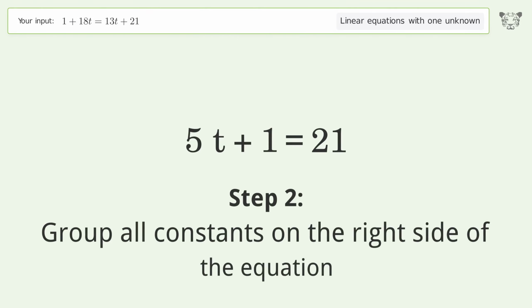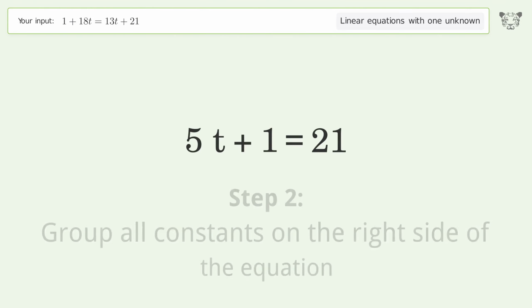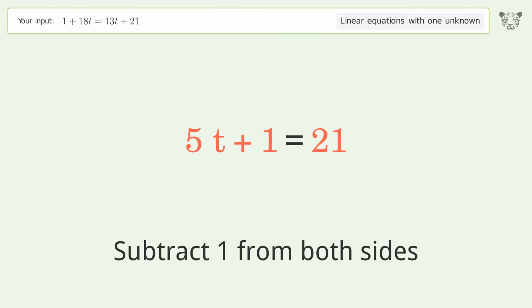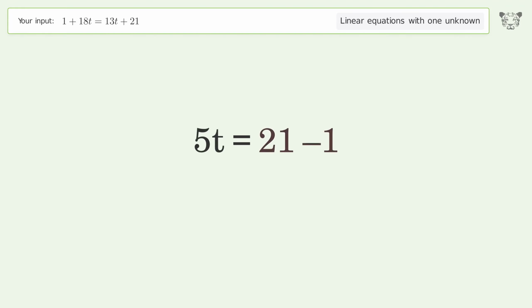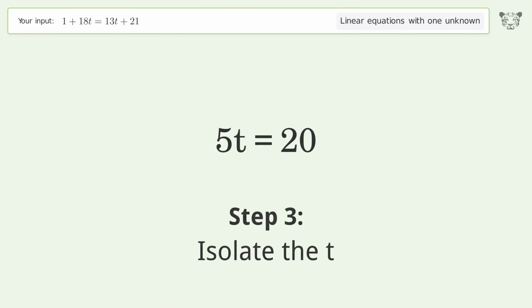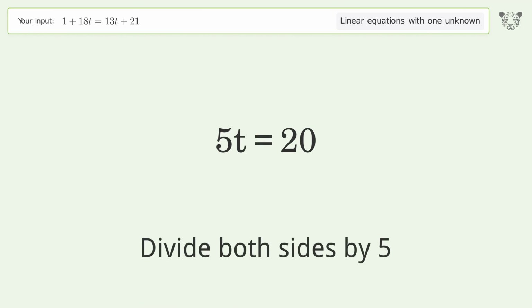Group all constants on the right side of the equation. Subtract 1 from both sides. Simplify the arithmetic. Isolate the t. Divide both sides by 5.